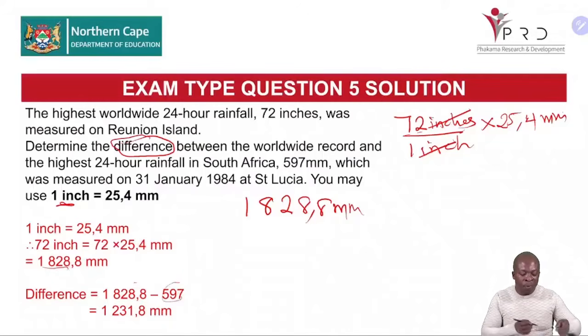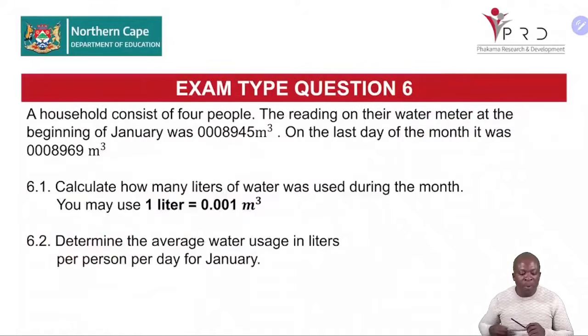Are we together? So we are going to say 1,828.8 minus the 597, and that will give us 1,231.8 millimeters. If you can do this, you can definitely score as many marks as possible in the examination, because I believe in you. I know you have been pausing the video, I know you have been watching, and I know you are improving. That is what we want from you. Keep up the good work.